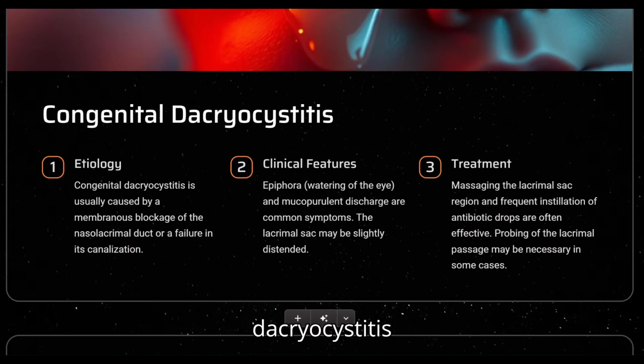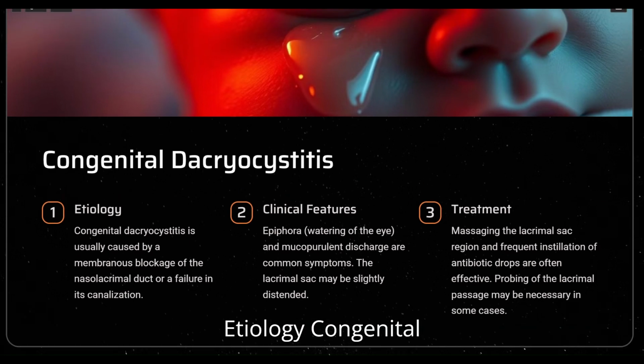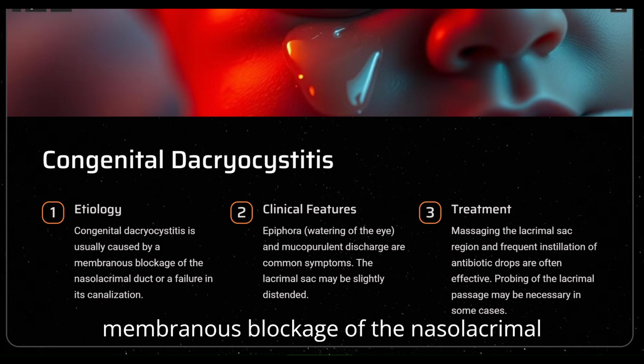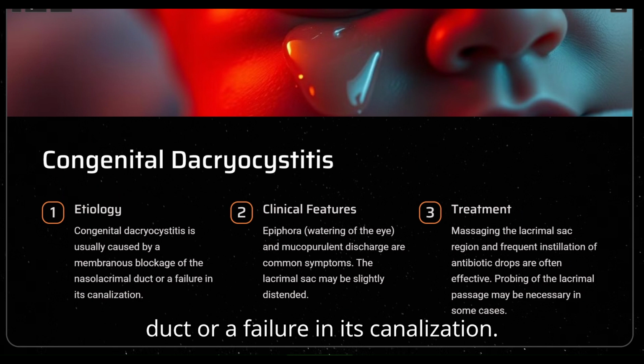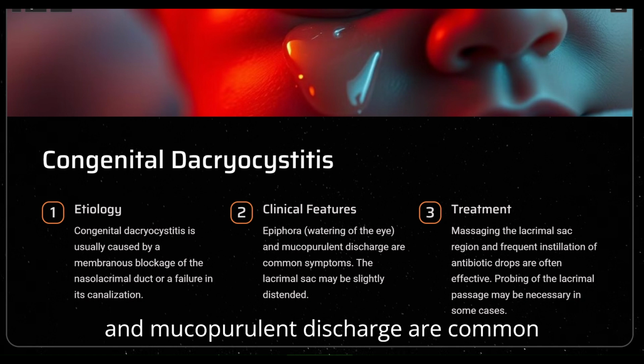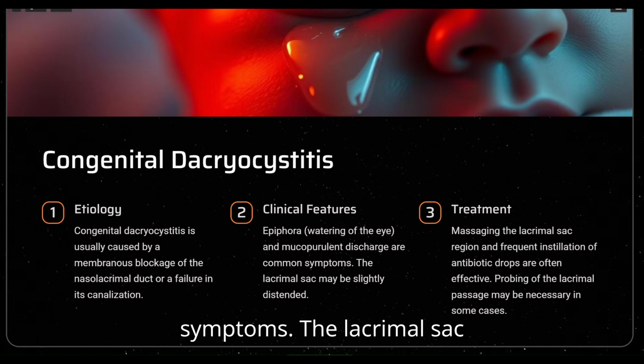Congenital dacryocystitis. Etiology. Congenital dacryocystitis is usually caused by a membranous blockage of the nasolacrimal duct or a failure in its canalization. Clinical features: epiphora, watering of the eye, and mucopurulent discharge are common symptoms. The lacrimal sac may be slightly distended.